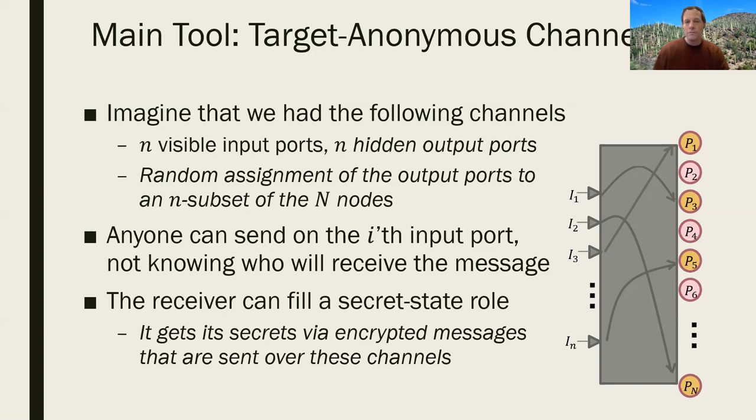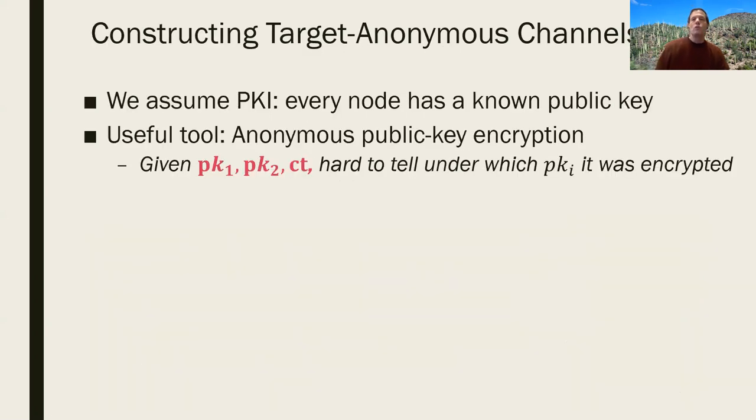Let me give a few more details. How do you construct something that looks like these target anonymous channels? So again, we assume PKI, so every node has a known public key, and the tool that will allow us to get the anonymity is anonymous public key encryption. Anonymous public key encryption is just a regular public key encryption scheme with the additional property that if you see two public keys and a ciphertext that was encrypted under one of them, it's hard to tell which one.